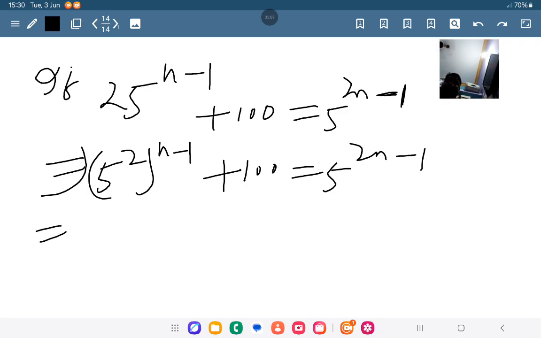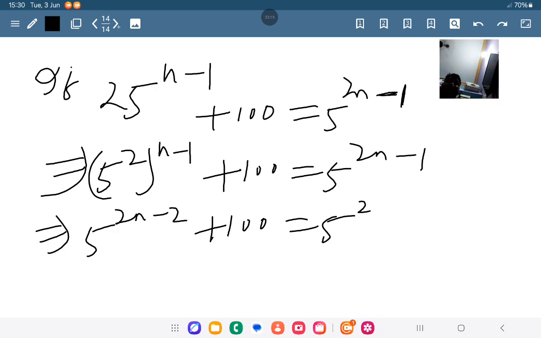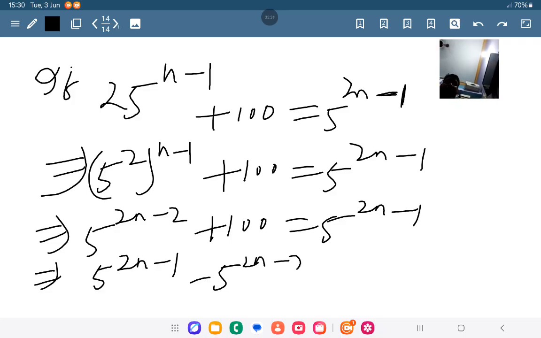Okay. Now it will be 5 to the power 2n minus 2 plus 100 is equal to 5 to the power 2n minus 1. Here, (a to the power m) whole to the power n is equal to a to the power m into n. Okay, that's fine. So I can write now 5 to the power 2n minus 1 minus 5 to the power 2n minus 2 equal to 100. I've just taken this number to the other side, that's why the sign will be negative.